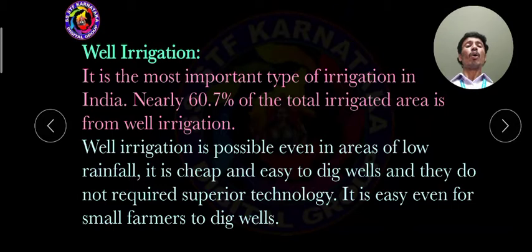Where there is low rainfall, meaning places not receiving much rain, well irrigation is very useful. It is cheap and easy. How is it cheap and easy? Wells can be dug and they do not require superior technology. We need no advanced scientific technology. It is easy even for small farmers to dig wells, not only for large farmers.